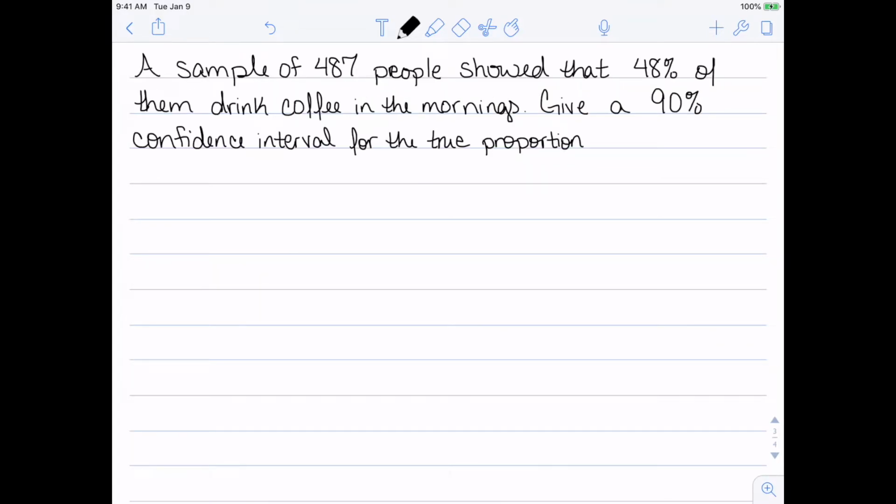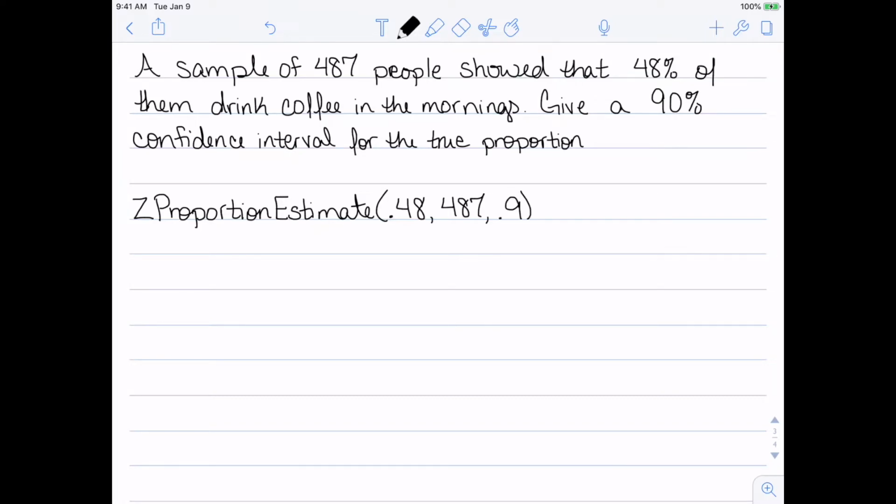Our first example, we have a sample of 487 people, and that showed that 48% of them drink coffee in the mornings. We want to find a 90% confidence interval for the true population, or for the true proportion. So with this confidence interval, we do have percentages and proportions here, so we're going to want to use the Z proportion estimate. From there, we need to enter the sample proportion, in this case 0.48. We need the sample size, 487, and we need the confidence level, which is 90%.